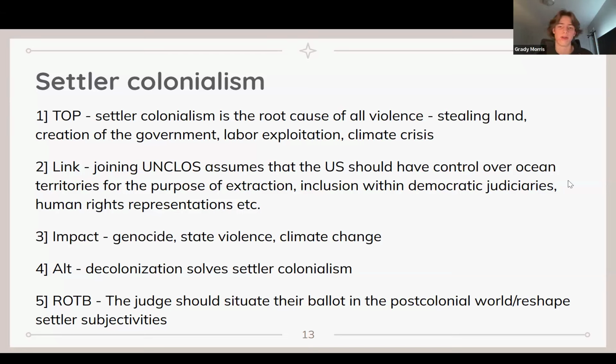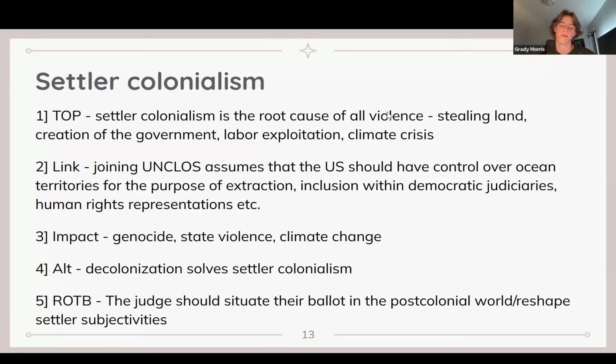It can happen through a few different forms, but authors like Tuck and Yang argue that decolonization is a few things. It's the destruction of the imperial metropole and abolition of all contemporary forms of slavery, as well as the total repatriation of indigenous land. If you want more on that, you should probably read Tuck and Yang. But decolonization is essentially just giving land back to indigenous peoples.